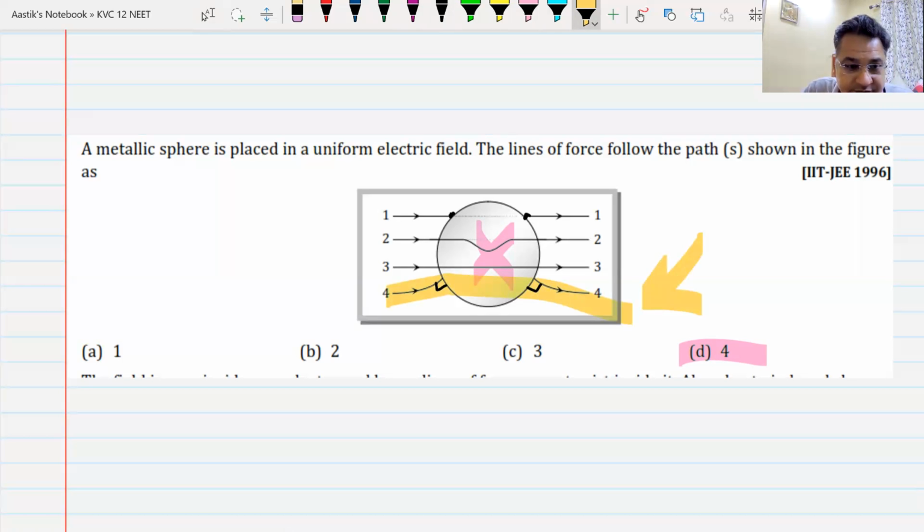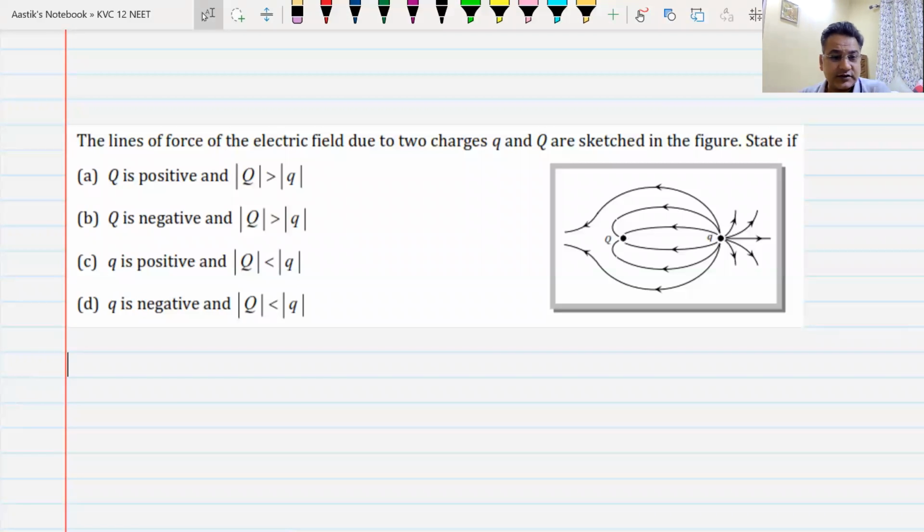Let me ask you one more. Let's see who gives me the answer for this one. Where's the question? The electric lines of force of the electric field due to two charges q and capital Q are sketched as shown. State which is positive and which is negative.